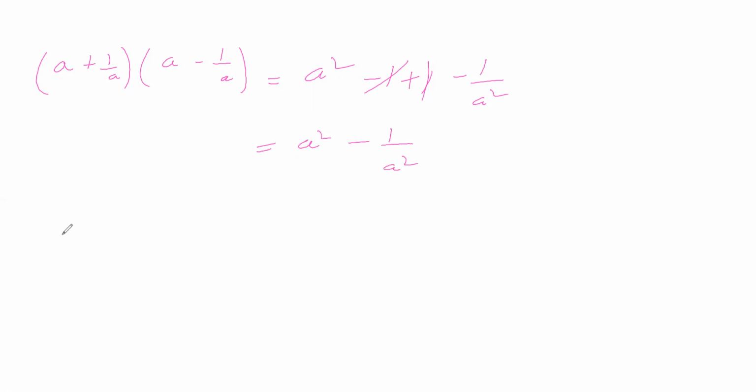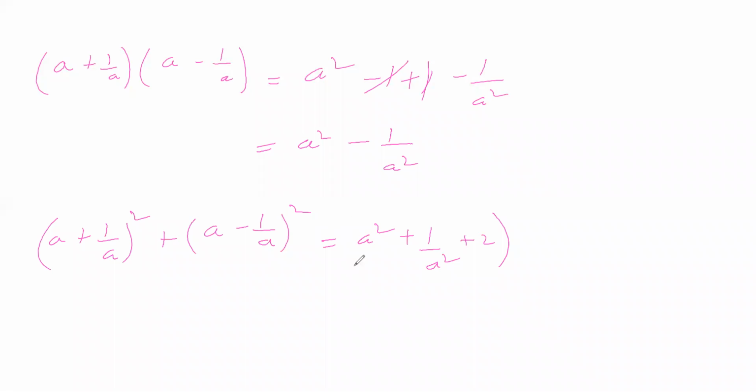Next formula we will take a plus 1 by a whole square plus a minus 1 by a whole square. This formula we will see. Now first we will express this one. We will square this, so a square. Then we will square this one. Then let us multiply these two with 2.